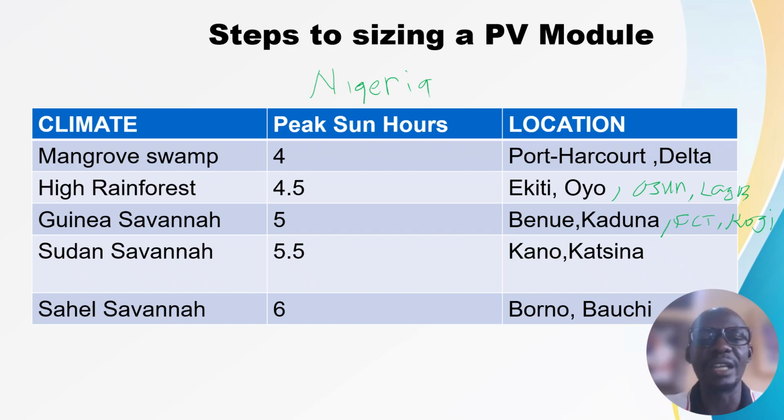Then the Sahara Savannah, Borno, Bauchi, like that. Are you getting it? So averagely peak sun hours. When you are designing, you just pick any of it and design. But if you are not within Nigeria, you will have your own peak sun hours. You get it. So that's just it.